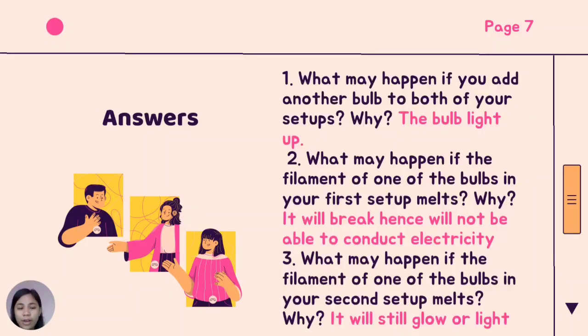And these are the correct answers. For number one, the bulb lights up. For number two, it will break, hence will not be able to conduct electricity. And for number three, it will still glow or light.